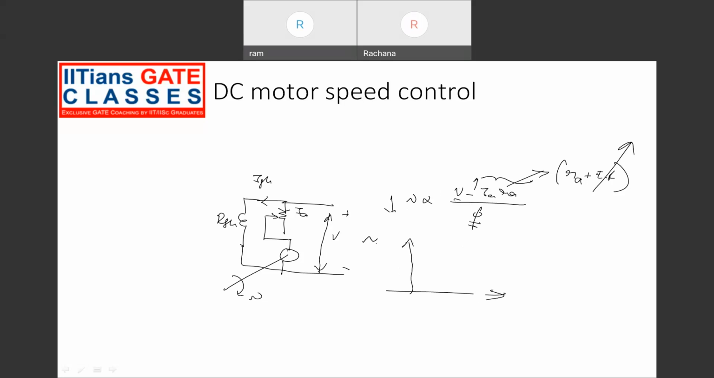If I draw the plot of speed and armature current, by varying the armature resistance we can get speeds below the rated speed. This is the rated speed. So in the armature control method, the speed control resistance is placed in series with the armature circuit.